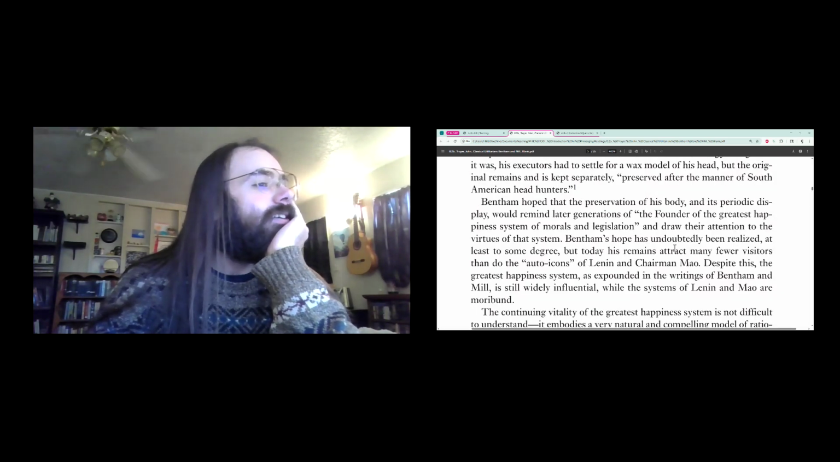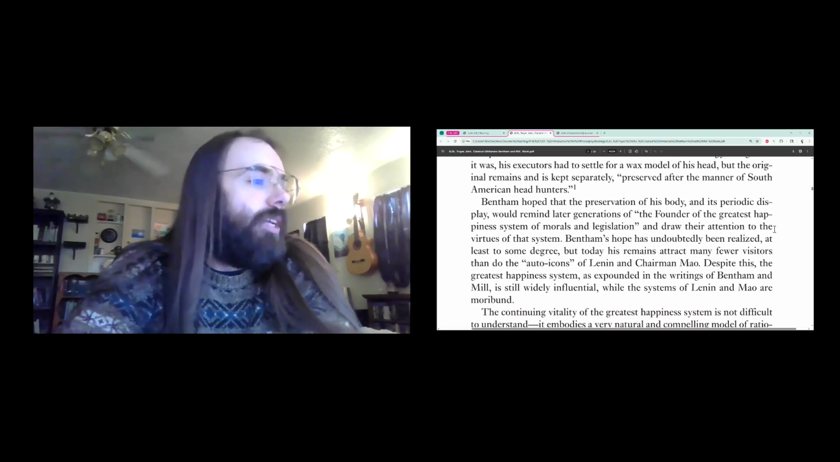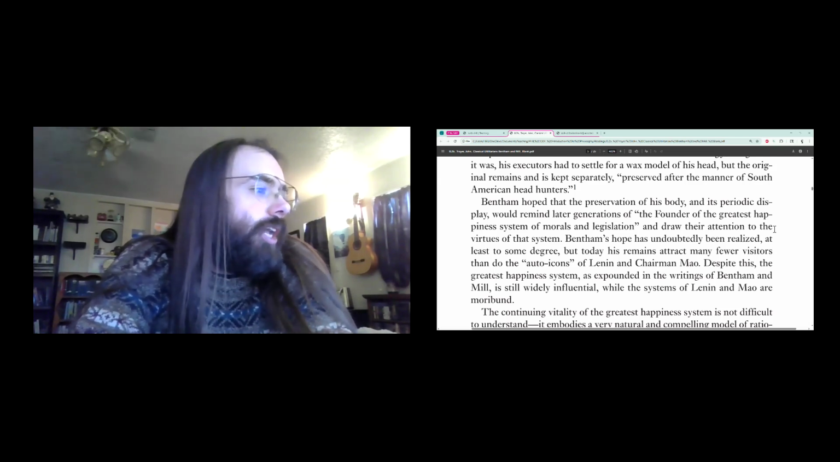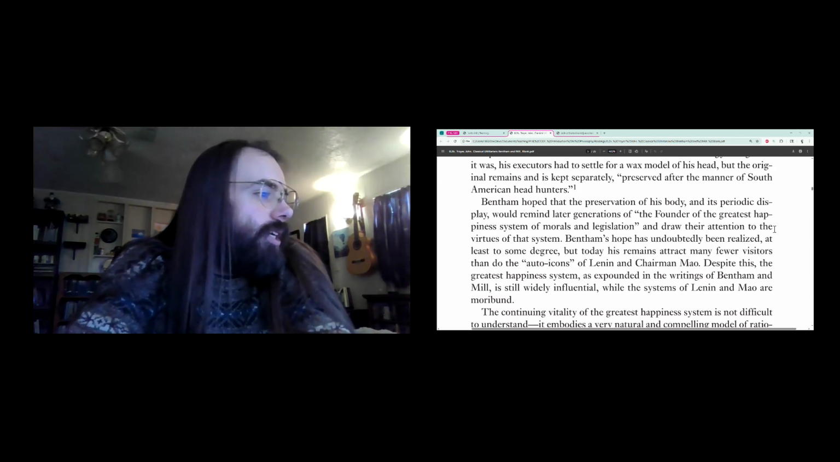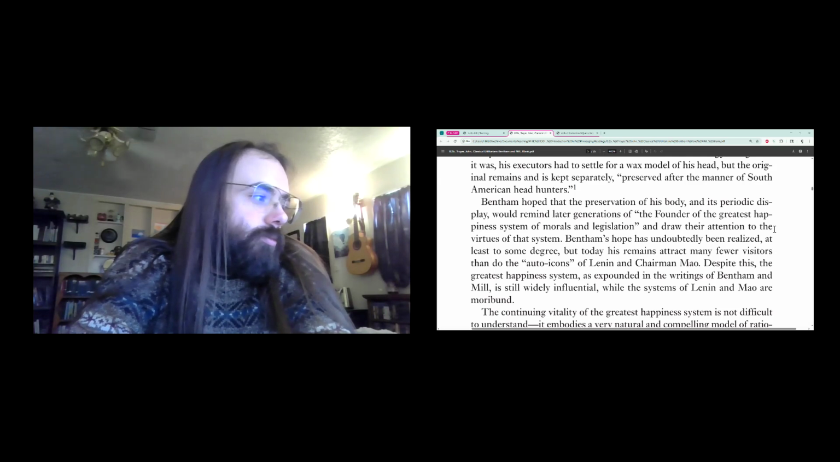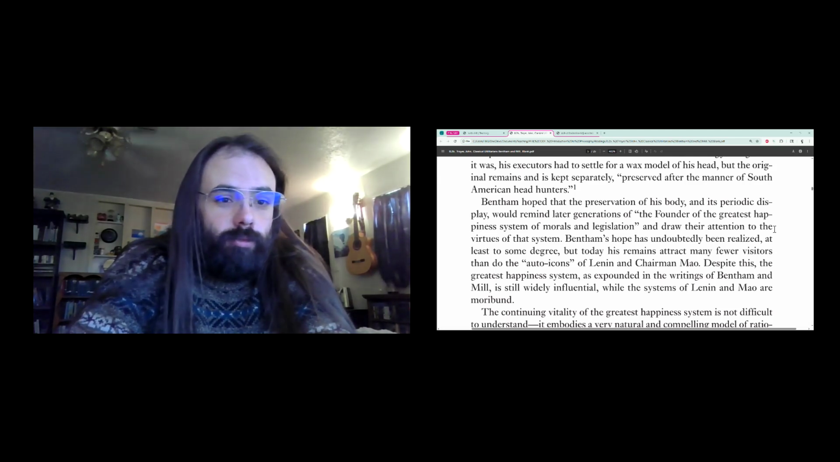Bentham's hope has undoubtedly been realized, at least to some degree, but today his remains attract many fewer visitors than do the auto icons of Lenin and Chairman Mao. Despite this, the greatest happiness system, as expounded in the writings of Bentham and Mill, is still widely influential, while the systems of Lenin and Mao are moribund. I mean, are they?